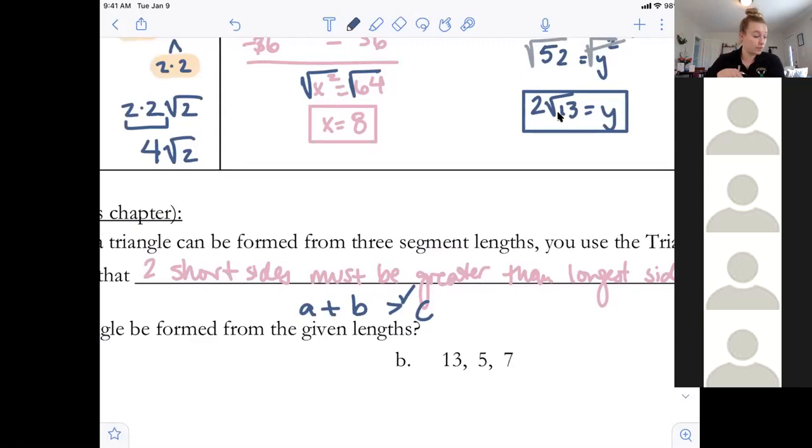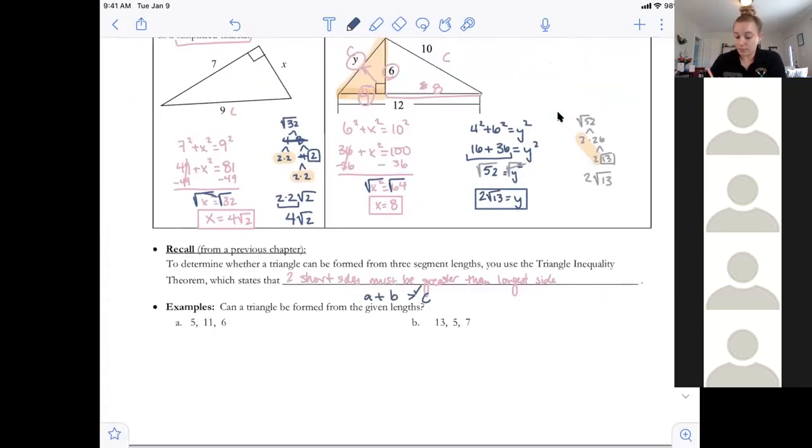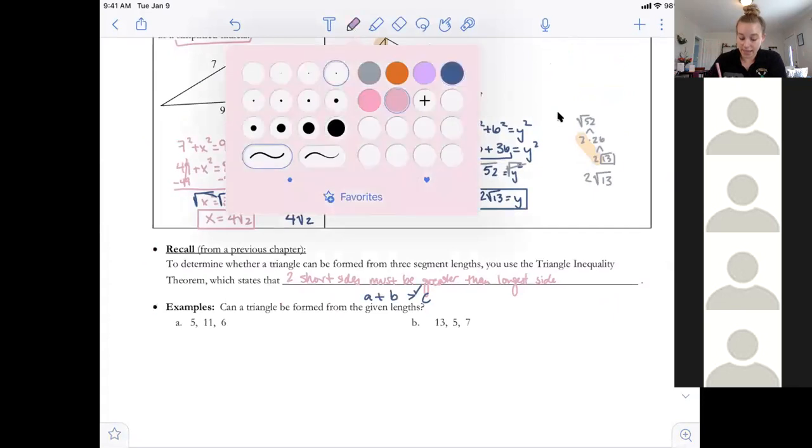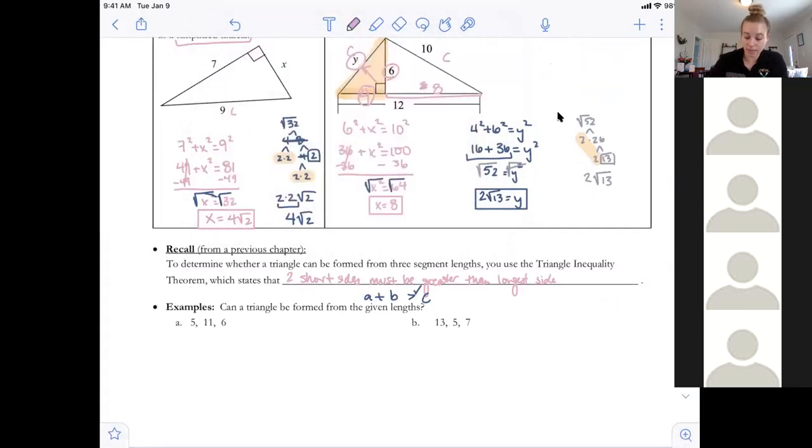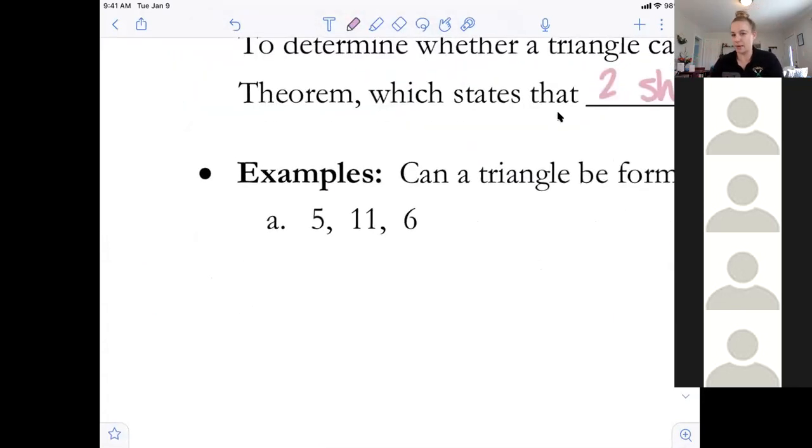But what we need to do with these next 2 problems is figure out which is the biggest side and see if the 2 smaller ones are bigger than that. We need to use this theorem in the next section, but we're going to practice it with just deciding whether it's a triangle. So the first segments I'm giving you are 5, 11, and 6. So we want to pick the 2 smallest ones. 5 and 6 are the smallest numbers between 5, 6, and 11. So I'm going to say, okay, does 5 plus 6 bigger than 11?